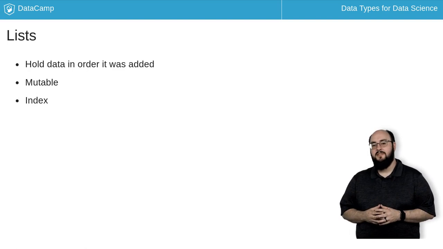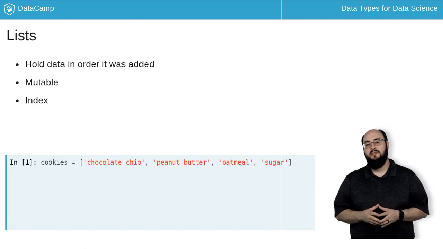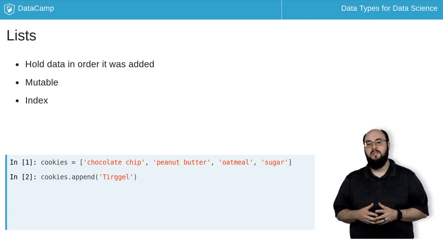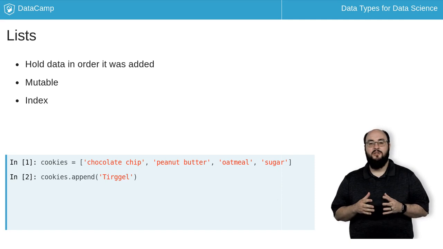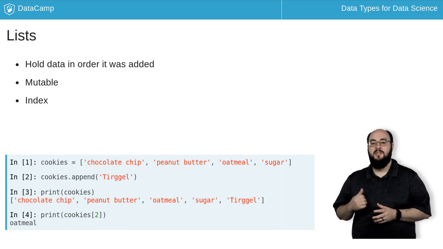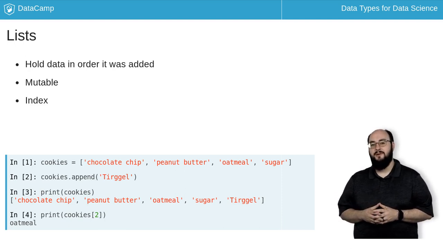If I wanted to store a list of cookies I've eaten this week, I would begin by creating that list of cookies as shown here. When I eat another cookie, I'll want to add that to my list as well, which I can do with the append method. Then I can print the whole list of cookies. If I wanted to print the cookie I ate third, then I could use an index, which in this case would be 2 since indexes start at 0, and print that element from the list.